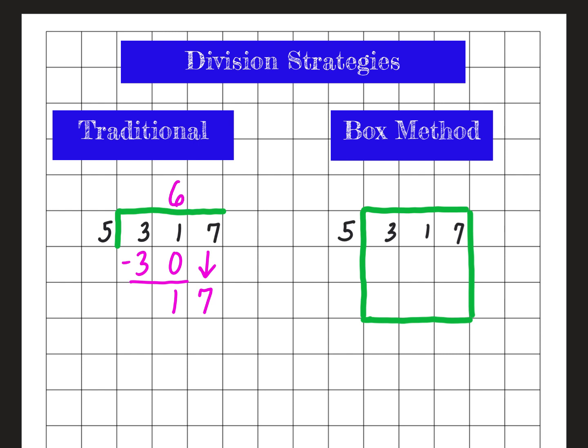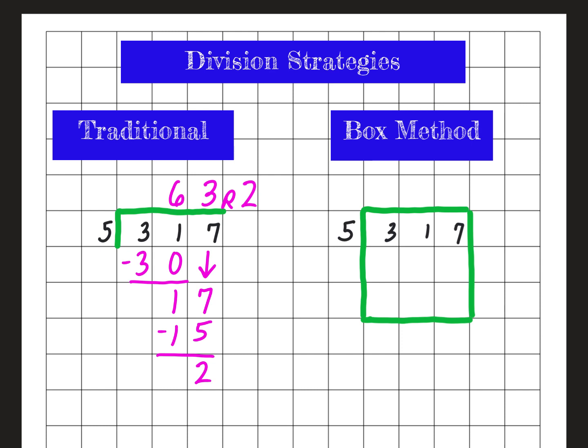We could be looking at a multiplication chart, counting in our heads, or just using our knowledge of facts. I know 5, 10, 15. So 3 times gives me 15. Once I subtract, there's 2 left over. So the answer is going to be 63, remainder 2.